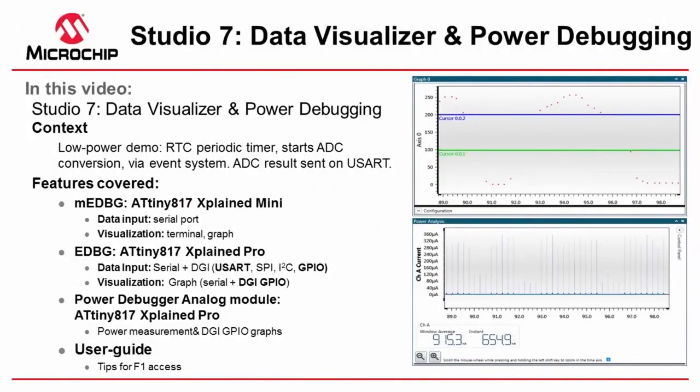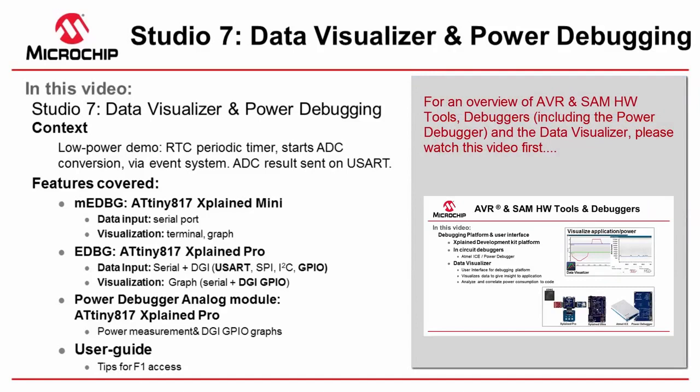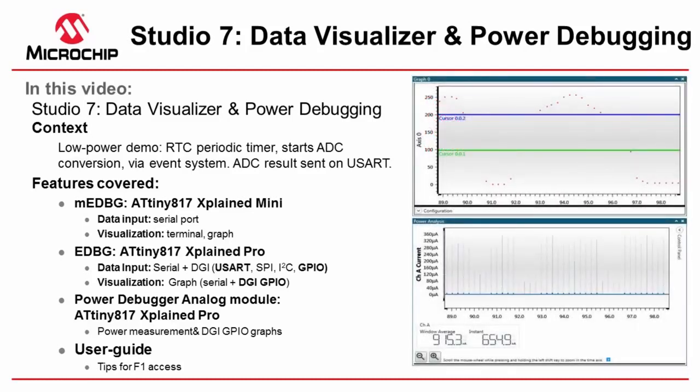I'm going to be giving an overview of the Data Visualizer, covering some of the major features of the mini embedded debugger and the embedded debugger, and the differences between those in terms of what we're able to get in terms of data from the microcontroller, as well as how we're able to visualize using the Data Visualizer. In the process, I'll also show an overview of the user guide and how to use it efficiently and effectively.